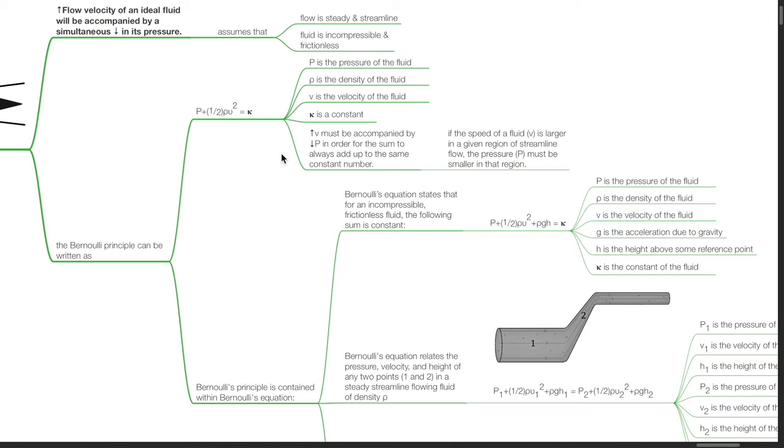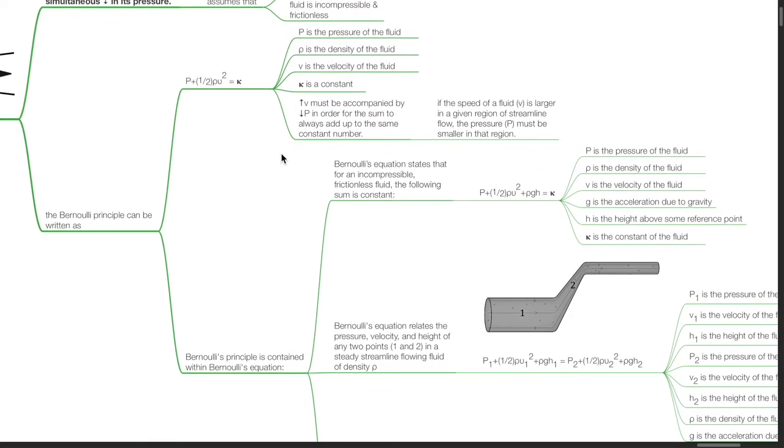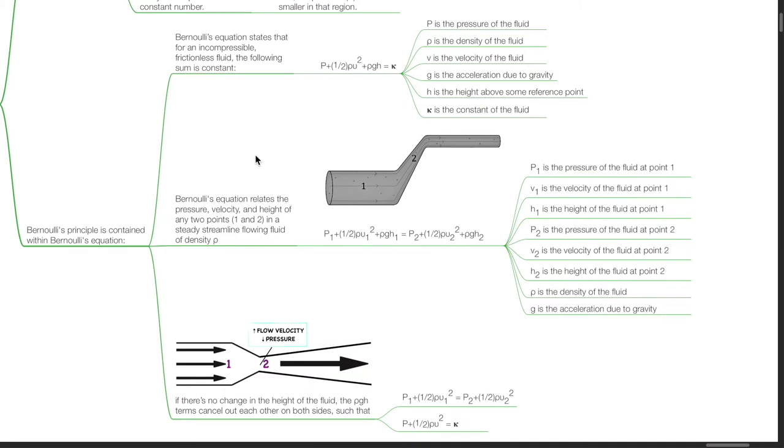If the speed of a fluid V is larger in a given region of a streamlined flow, the pressure must be smaller in that region. The Bernoulli principle is contained within the Bernoulli's equation, which is included here for completion's sake.